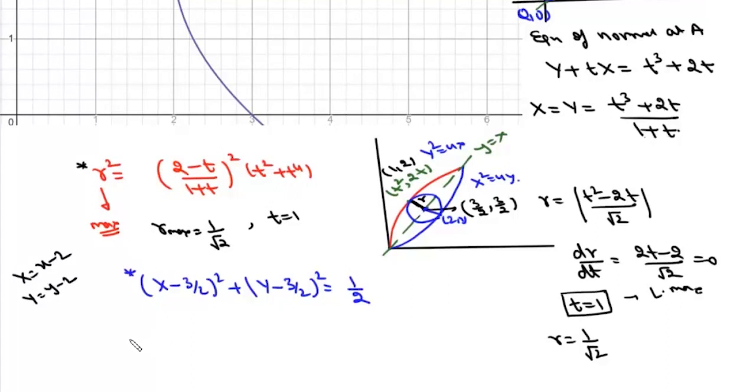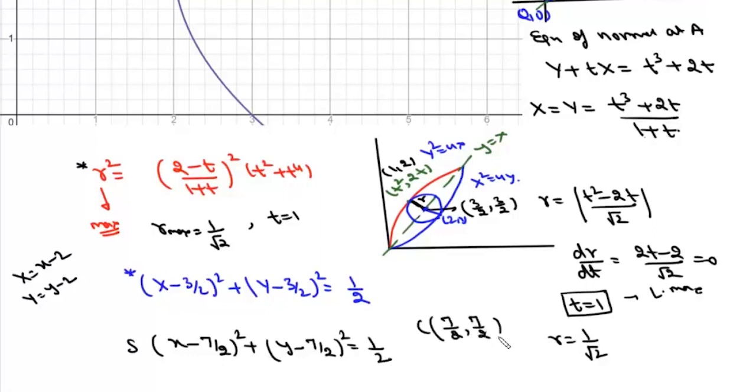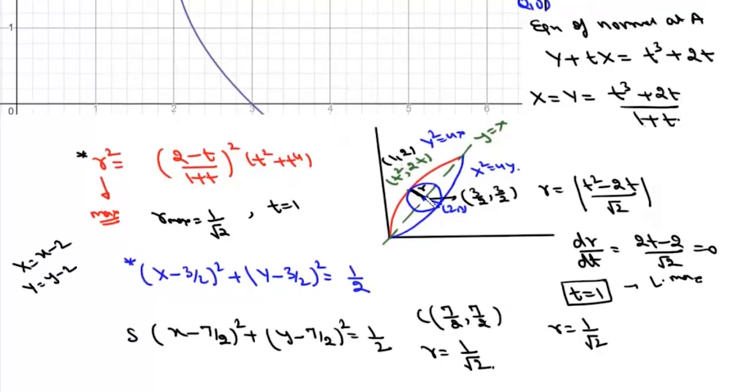So we can write the equation of this circle as x minus 7 by 2 square plus y minus 7 by 2 square, and will be equal to 1 by 2. So the center of this circle will be at 7 by 2 comma 7 by 2, and its radius will be 1 by root 2. And this point 1 comma 2, say this point A, with x minus 2 equals 1, will be 3 comma 4, and this other point B will be 4 comma 3.